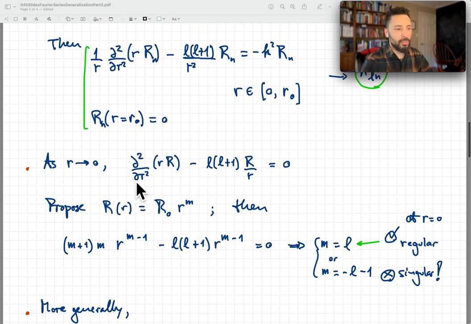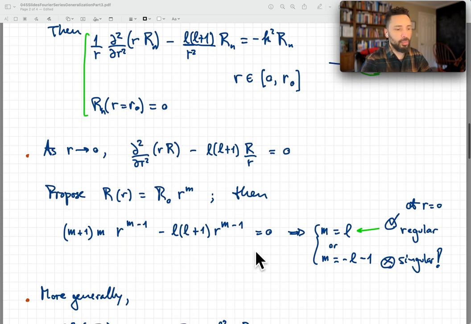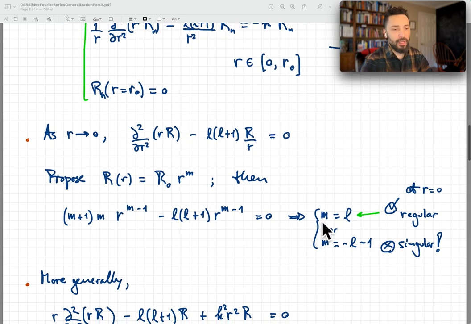So if you propose for this simplified equation that R of r is a constant times r to the m, then you can take these derivatives and figure out that what you obtain is a very simple equation, which tells you two things could happen. Either this power m is L, this integer coming from the spherical harmonics, or it is minus L minus 1. Now, at the origin, we don't think that the solution should be singular in any way. Since L is either 0 or a positive number, it's definitely not a negative number. So then we have to pick this type of solution here, m equals L.